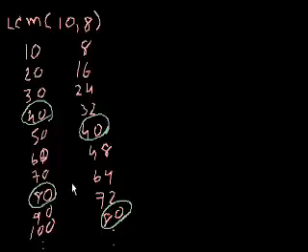And if we were to ask, what is the least common multiple? Well, 40 is lower than 80, so we say 40 is the least common multiple. Now that's what I call the brute force method.